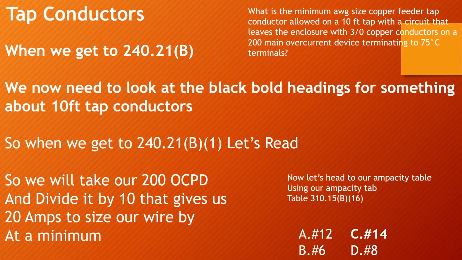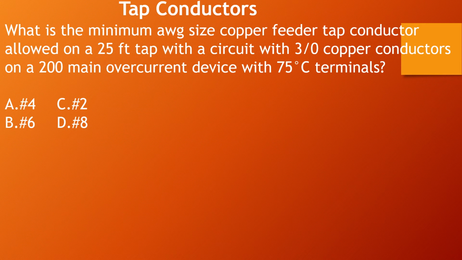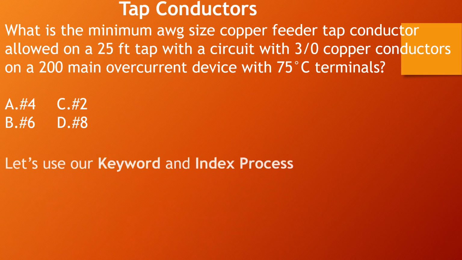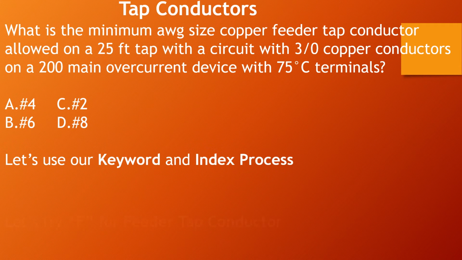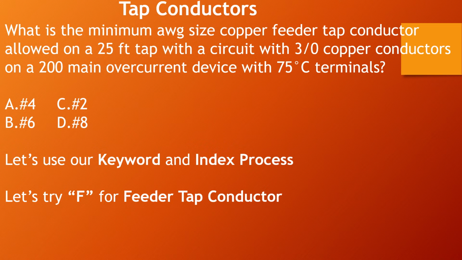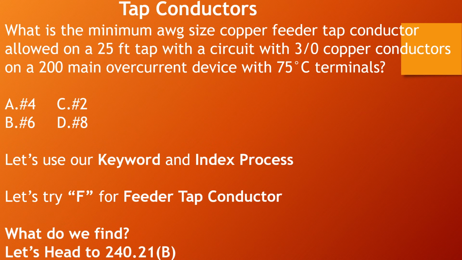And hold on, we're going to do another question. What is the minimum AWG size copper feeder tap conductor allowed on a 25-foot tap with a circuit with 3-aught copper conductors on a 200 amp main overcurrent device with 75 degree C terminals? So we're going to use our keyword and index process. We're going to try F for feeder tap conductors. And what do we find? So close your book, go through the motions again, go to F, and see what you can find.